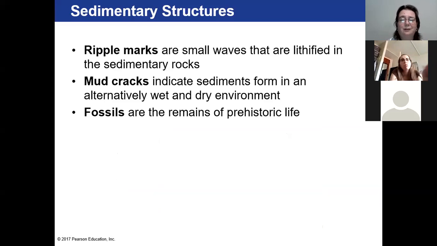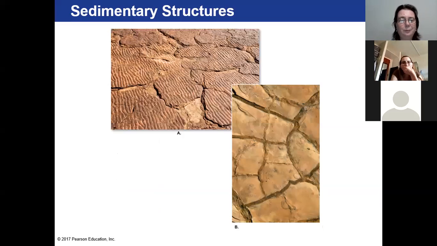Ripple marks are waves preserved in rock. Mud cracks, same thing. And fossils. Fossils are a sedimentary structure. Ripple marks, they're pretty neat if you ever see anything like that. And then these are mud cracks. So the mud has dried out, and then it kind of lifted up on the edges, filled in with more sediment, and got buried and preserved in that shape and structure right there.